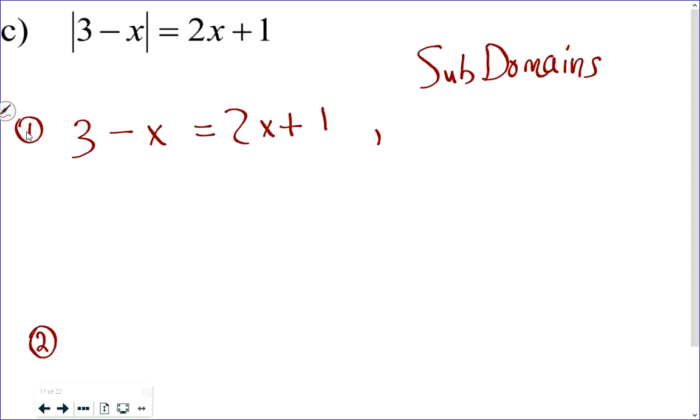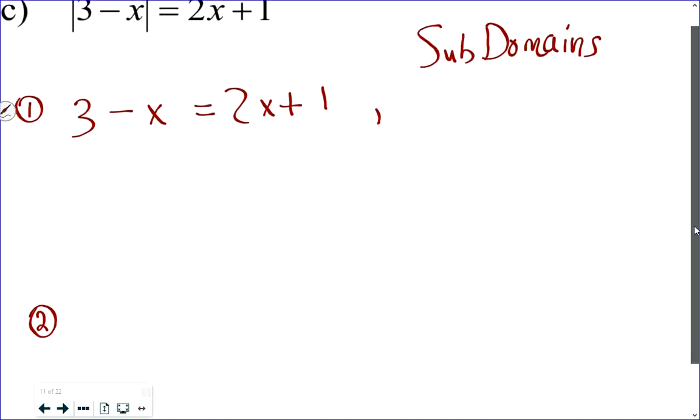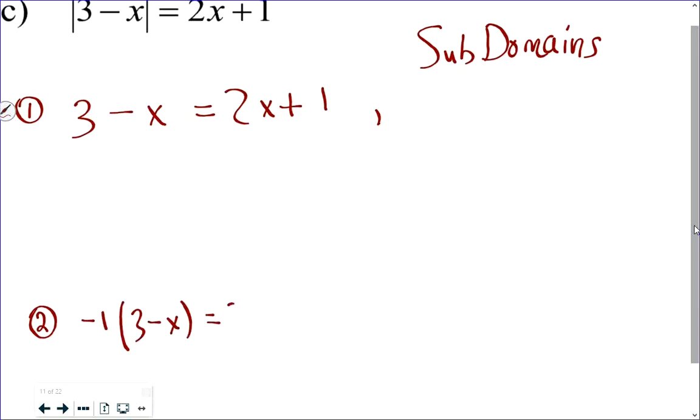And I don't have room on my smartboard to put them side by side, but you might want to do that on paper. Will be negative 1 multiplied by 3 minus x equals 2x plus 1. And then we'll have a subdomain. I'm just curious, how many of you would have just written negative 3 plus x? Okay, yeah, and you can take that step. Then you don't have that extra step. So what is the subdomain?